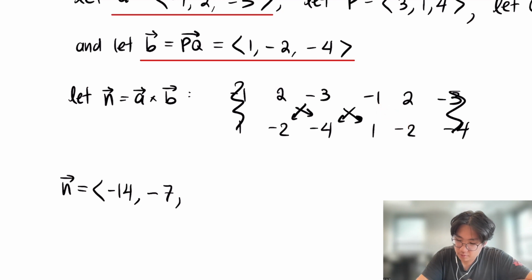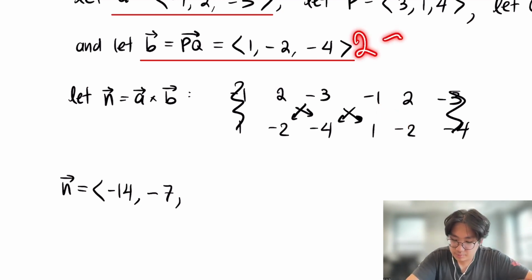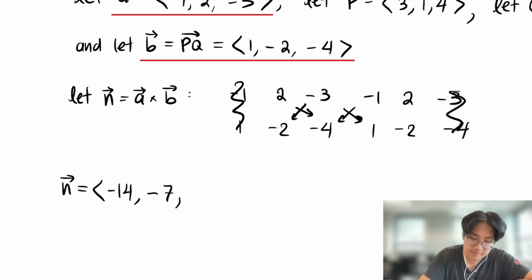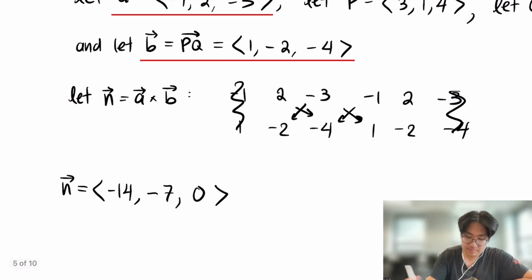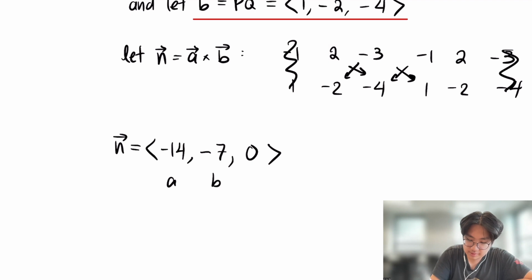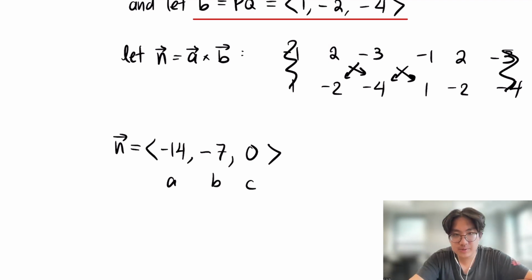And then here you have 1 times -2, which is 2, minus 1 times 2, which is 2. So you have 0 in that case there. And that right there is your normal vector. And again, we can think of these components as A, B, and C, which will come into play when we determine the equation of our plane.